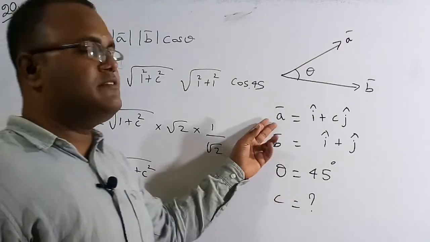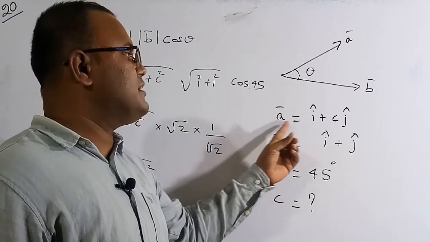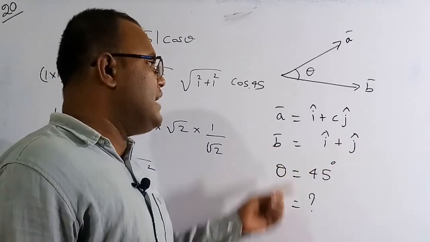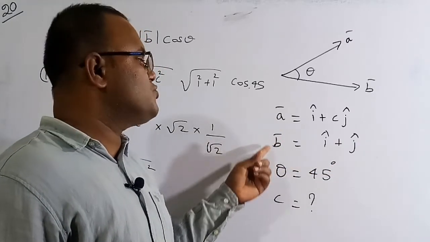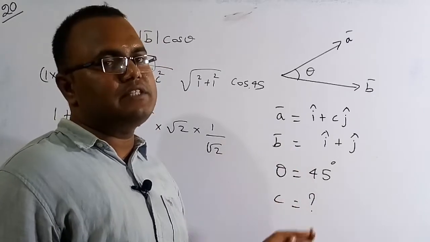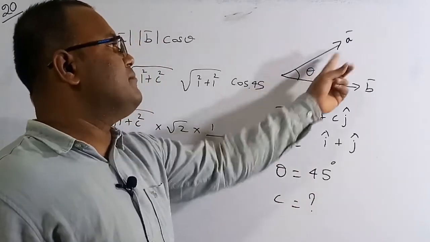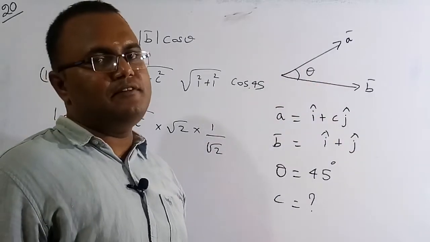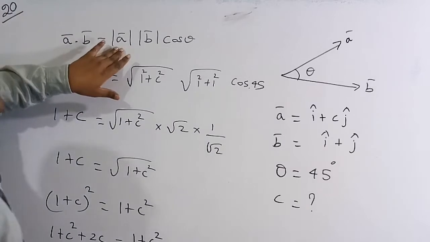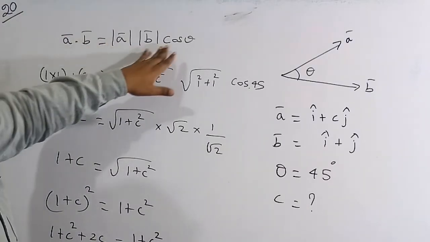In the question they have given the two vectors, A bar is equal to i cap plus C j cap and B bar is equal to i cap plus j cap, and also they have given that the angle between these two vectors is 45 degrees. So based on these conditions we have to figure out the value of C. For vector A bar and vector B bar, theta is the angle between them. Therefore the dot product of two vectors is equal to the magnitude of vector A bar into the magnitude of vector B bar into cos theta.